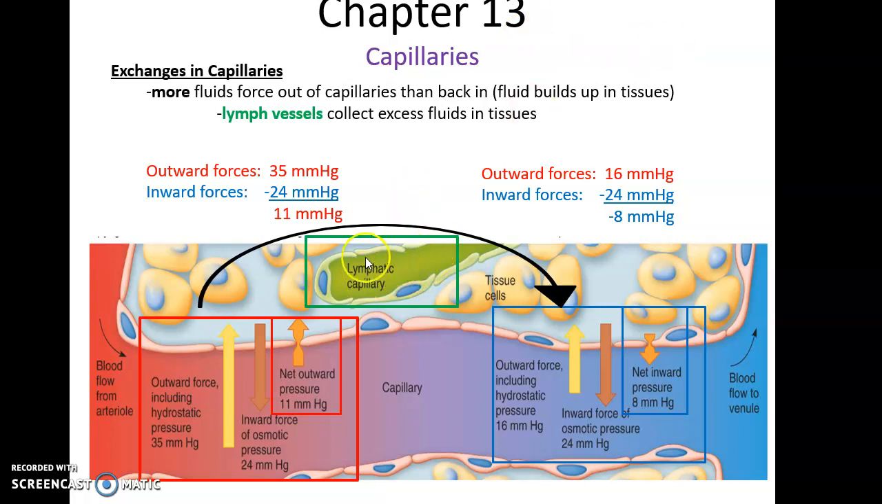However, lucky for us, we have lymphatic vessels, such as the lymphatic capillaries, that are present in our tissues to collect that excess fluid. So they're there to solve that problem of more fluid leaving the bloodstream than returning to the bloodstream.